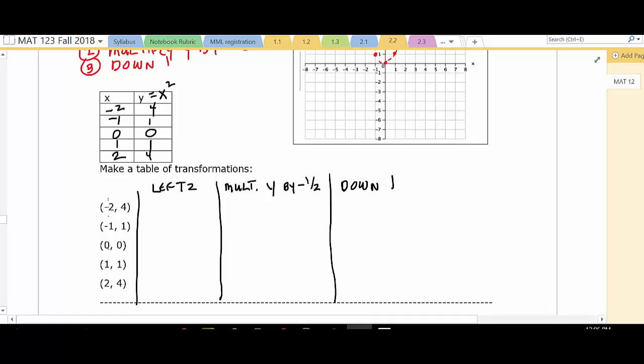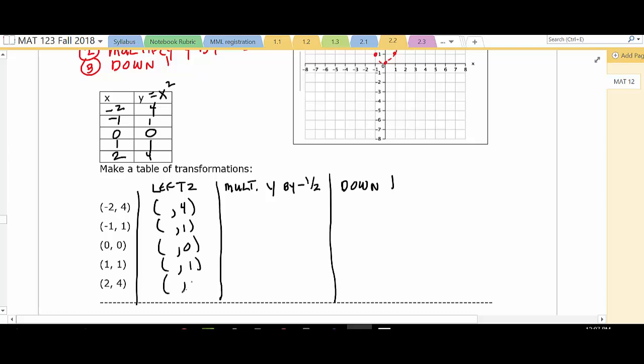How do you make all these points go left 2? What changes, x or y? X, okay? X changes, not y. Okay, so just leave these y values the way they are in step 1. Okay, just bring those down like that.